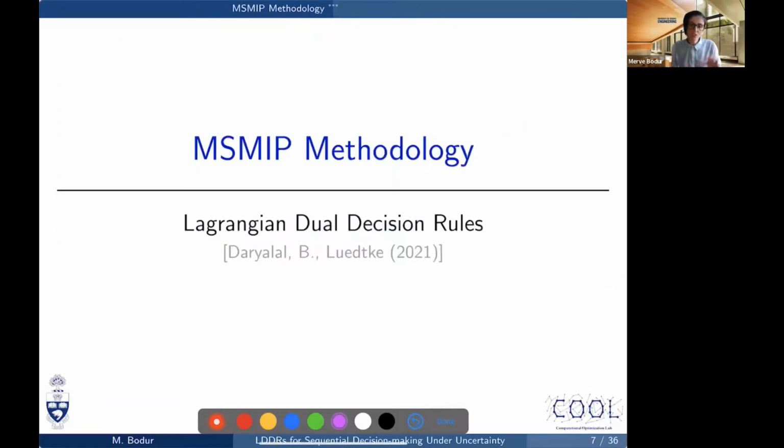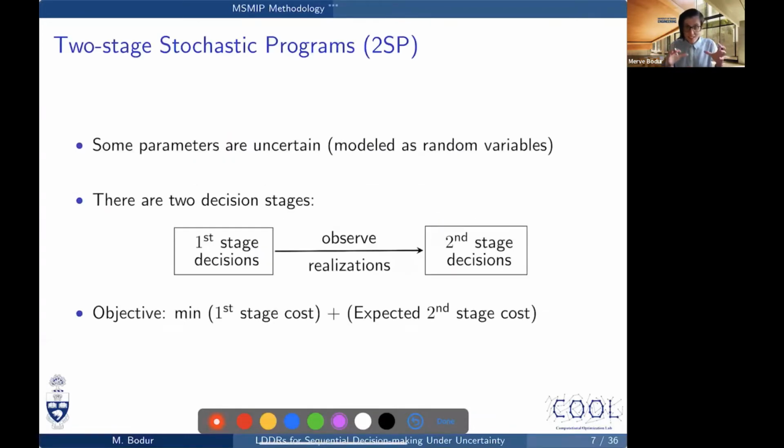Okay, so I will start with the stochastic programming version. I will tell you our ideas, these so-called Lagrangian dual decision rules for multi-stage mixed integer programming models. But as I said, the key idea would be collapsing these multi-stage models into two-stage ones. So let me tell you briefly in one slide what two-stage stochastic programs are. As the name suggests, we do have some stochastic components. In other words, we do have some uncertain parameters in our model where we are modeling them via random variables. In other words, the main assumption of stochastic programming comes into play.